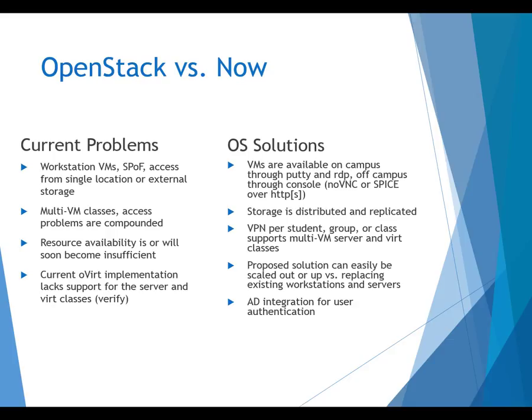I have to double check with Nate on this because the new version of oVirt does integrate with OpenStack actually, but our current oVirt implementation, as far as I understand, the VMs on that don't really have access to each other. oVirt has its own private network that it's running, but you get your VMs and you have access to those, and I don't believe there's communication between them. So OpenStack provides that. We're going to look at that. So access from in the campus, it was RDP and PuTTY, or off campus through Spice Console. I already mentioned storage is distributed and replicated, and it's VPN as in virtual private network per student. So we'll look at that too.